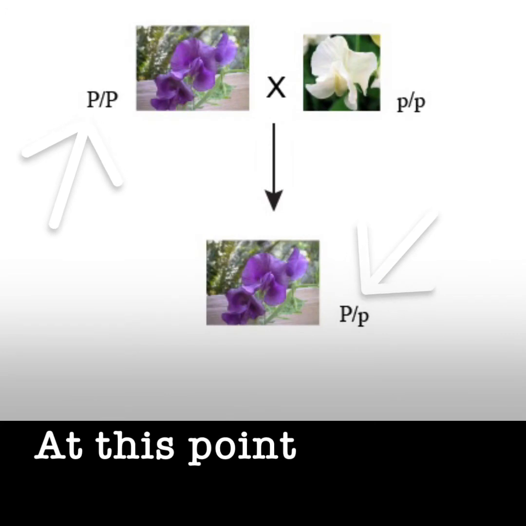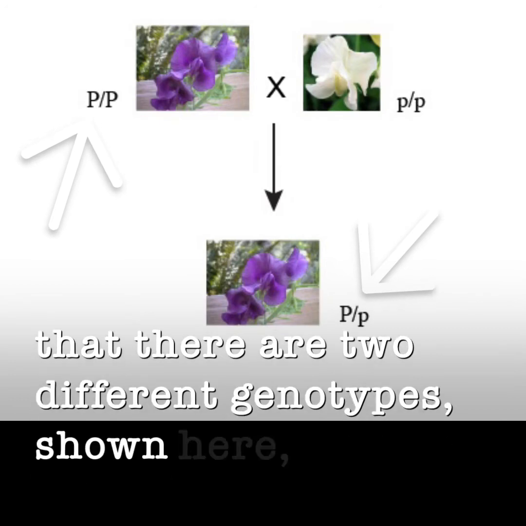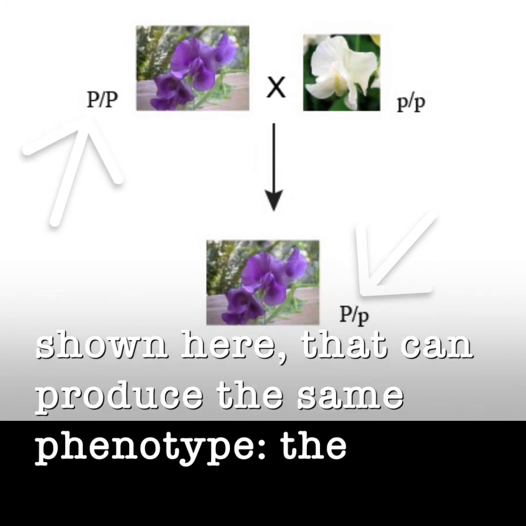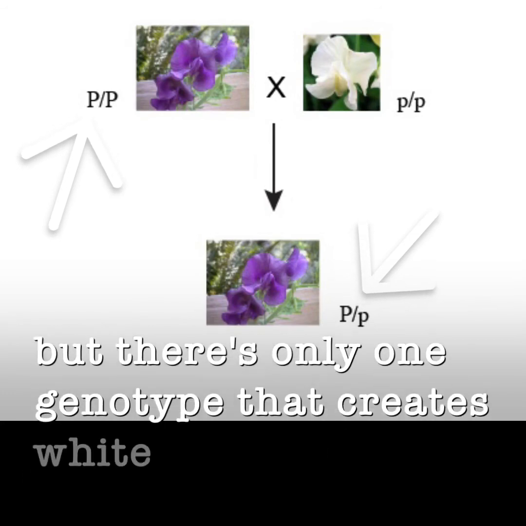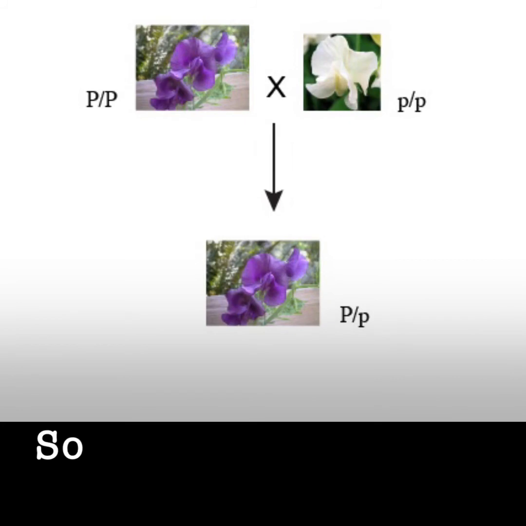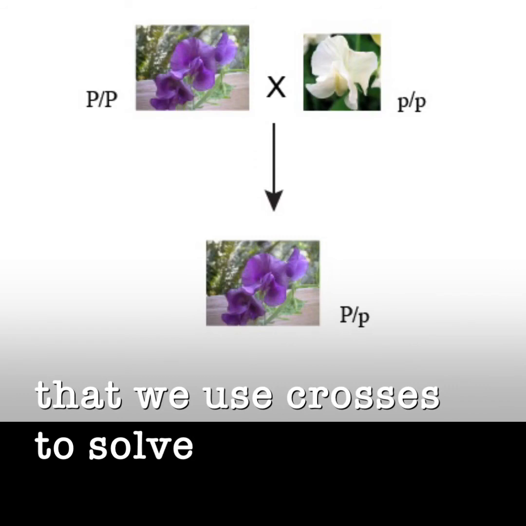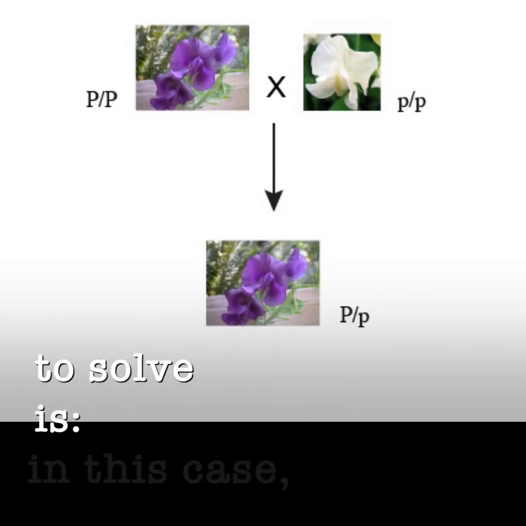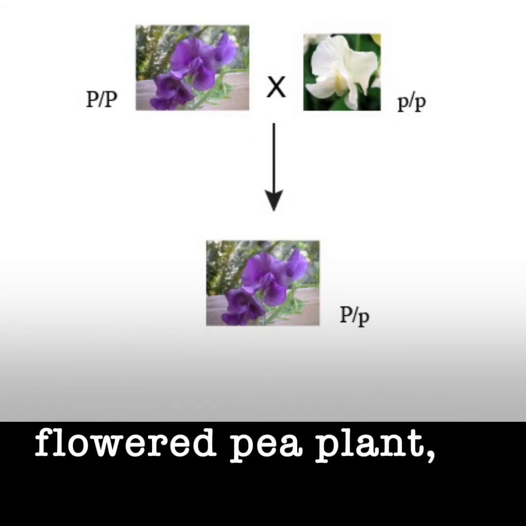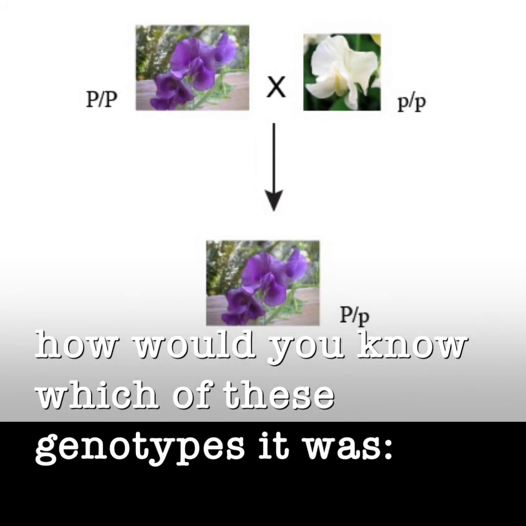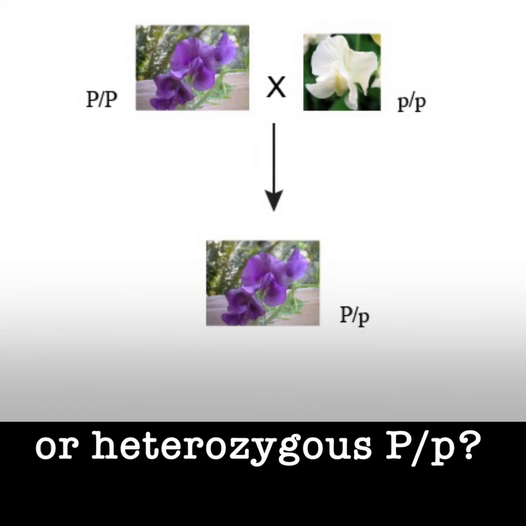At this point, it's important to note that there are 2 different genotypes shown here that can produce the same phenotype, the purple flower. But there's only one genotype that creates white flowers. So the big question in genetics that we use crosses to solve is, in this case, if you found a purple flowered pea plant, how would you know which of these genotypes it was? Homozygous capital P or heterozygous?